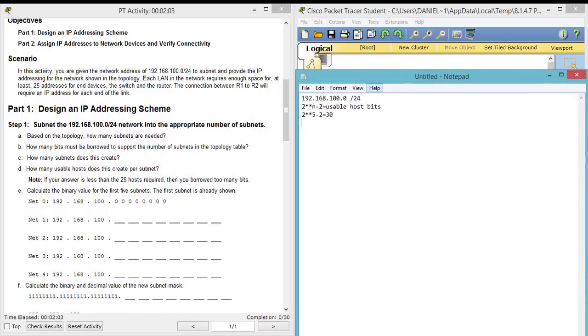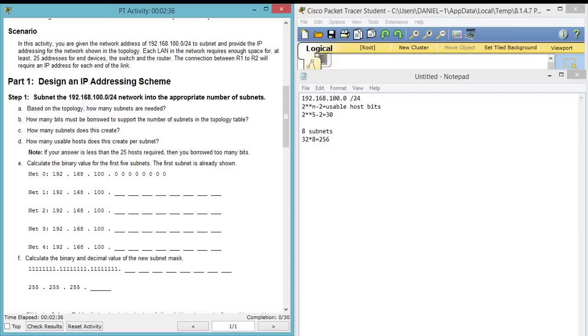Okay, so this creates 8 subnets, because 32 times 8 is 256. Another way, which is the fastest way, is you just add 2 and then divide 256, which is the total amount, into 8 parts, so it's 32 each, or 30 usable. We have 30 usable hosts.